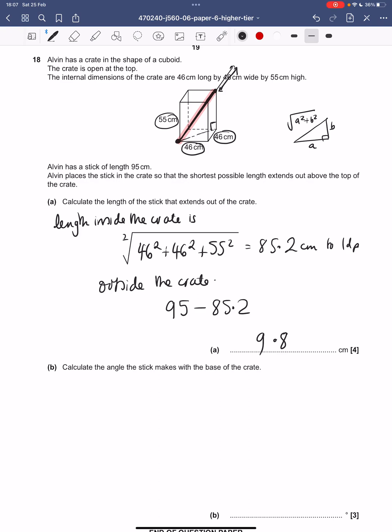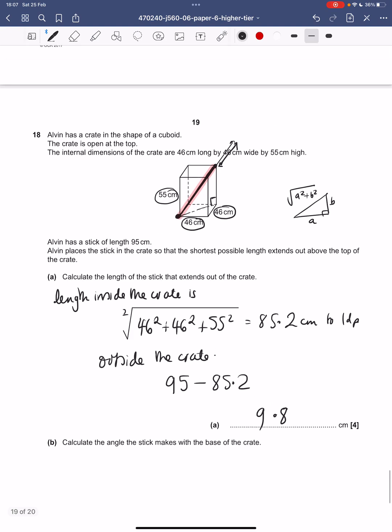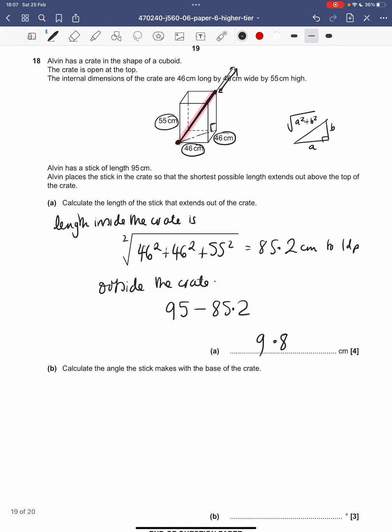Calculate the angle that the stick makes with the base of the crate, assuming it's been placed in. So we want that angle there, which is this here. That height is 55. And we've got this here, inside is 85.2. So then we've actually got this triangle now. That's 55, because that does make a right angle, and that's 85.2.